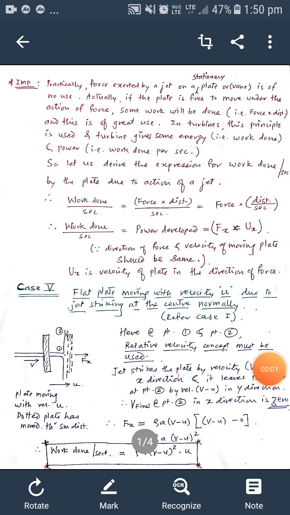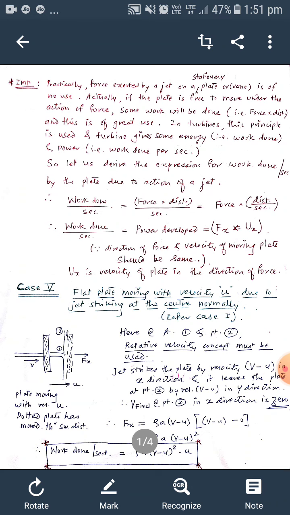Friends, in the next lecture of impact of jet. In the previous lectures, we have seen if a jet strikes a stationary plate, how much force is exerted by the jet on the plate. But practically, force exerted by a jet on a stationary plate or vane is of no use.